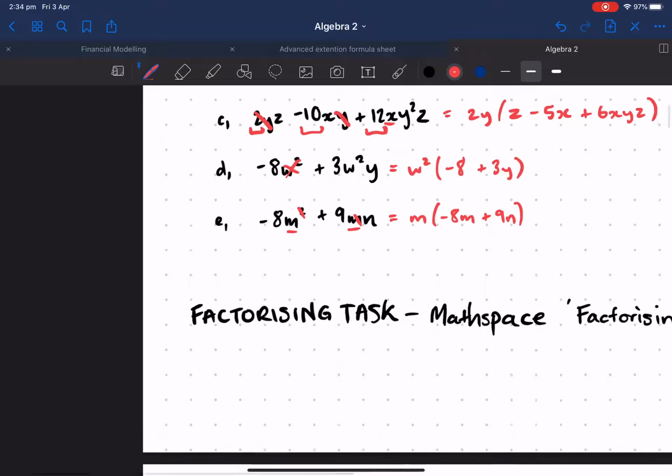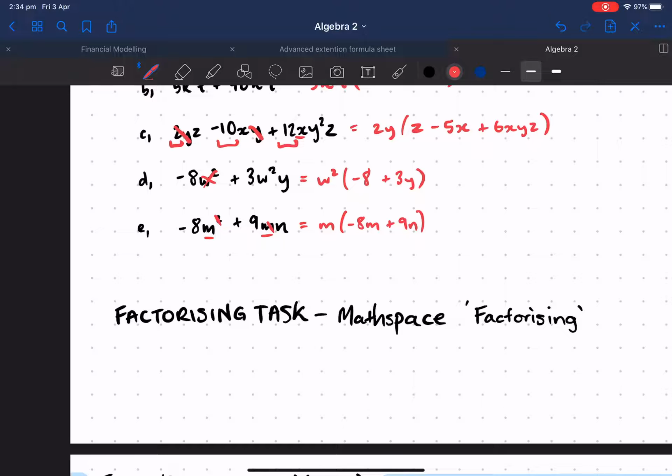Cool, and that's all there is on factorising. So again, have a go at that maths-based task called factorising. If you have any questions, please just ask, and have a good week.